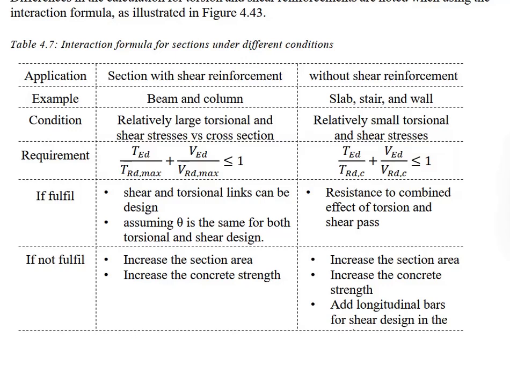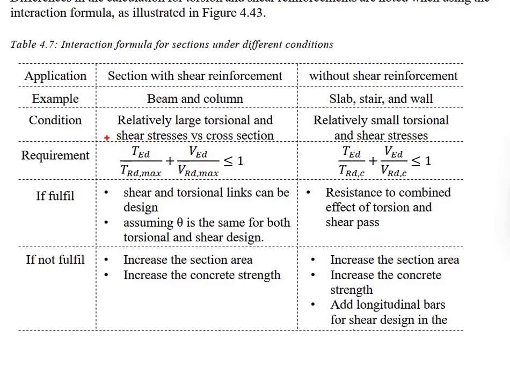The simplest way to overcome this would be to increase the cross-sectional area. Increasing the cross-sectional area of the member will increase the resistance in shear as well as the resistance due to torsion. Of course, you can choose to increase the concrete strength, which can have a slight influence in terms of the resistance, but I believe the implications will not be significant.